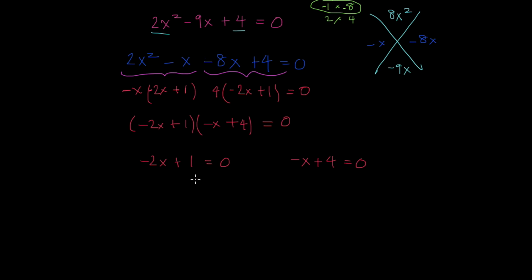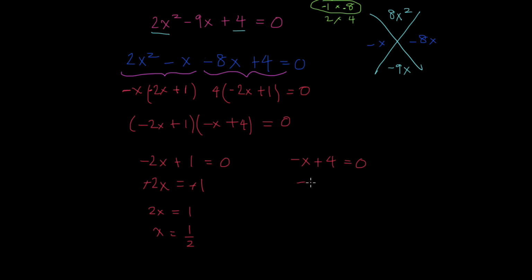Now, to solve this, I'm just going to subtract 1 from both sides. So negative 2x equals negative 1. And then I have a negative on both sides, so I'm going to divide both sides by negative 1. And when I do that, the negatives cancel out. So 2x will be equal to 1. And x is going to be equal to a half. So if I just divide both sides by 2, my x is going to be a half.